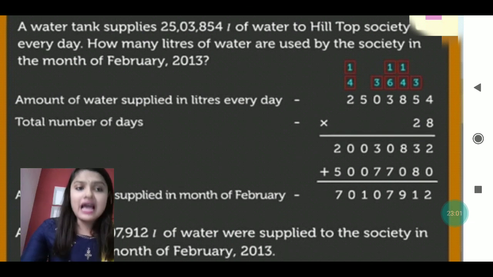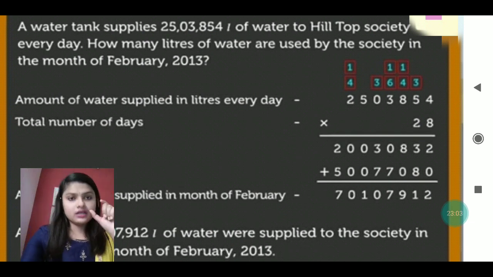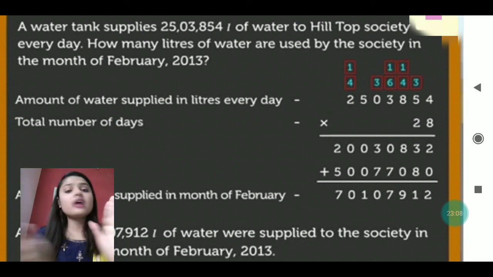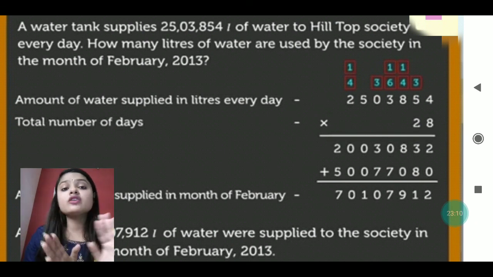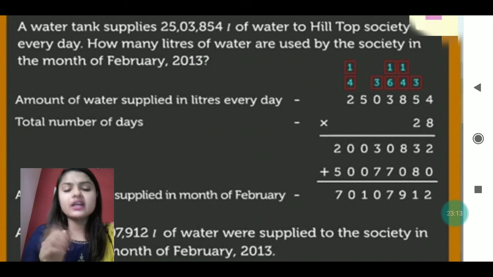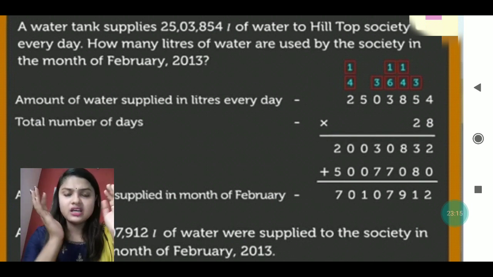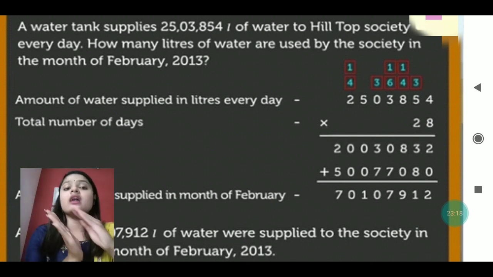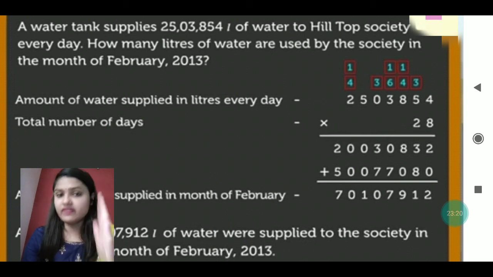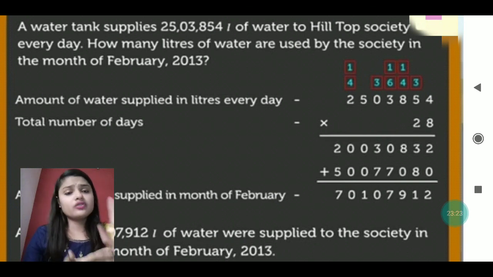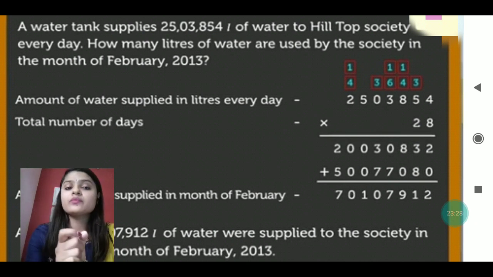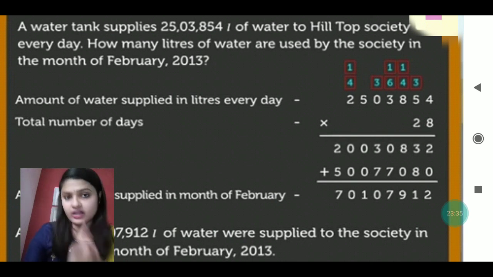When you add it, you will get the total amount of water supplied in the month of February. Total means previously it was given only for every day. You have to calculate the amount of water the tanker is supplying in a month, that is the month of February. Other months are not given. So we have to take the number of days in February. February has 28 days. If it is a leap year, then 29 only.